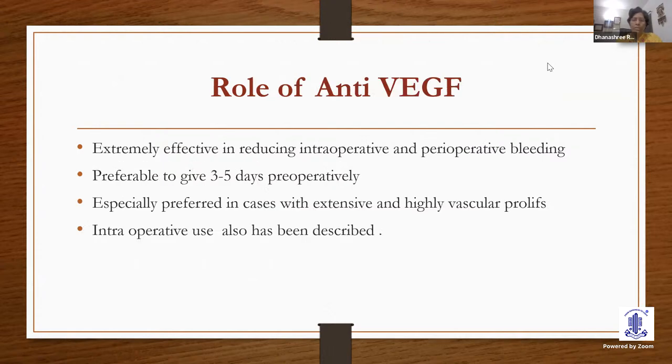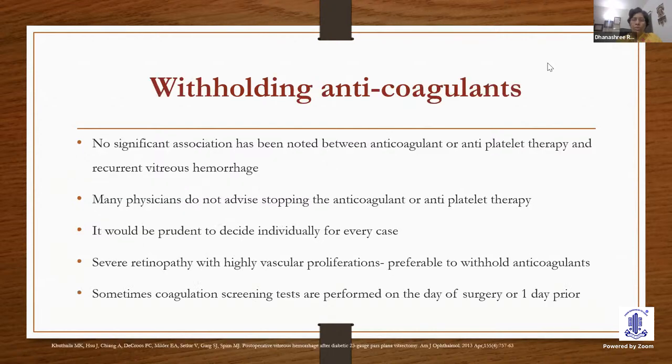Role of anti-VEGF, you can all agree with me that anti-VEGF has helped a lot in reducing intraoperative and perioperative bleeding. It is extremely effective. It is given about 3 to 5 days preoperatively. And it is definitely preferred in situations where you have extensive or highly vascular proliferations. And some surgeons also use it as an intraoperative tool. At the end of the surgery, they like to give anti-VEGF agents, which may help in reducing the incidence of postoperative persistent vitreous hemorrhage. So withholding anticoagulants, now this is a controversial topic.